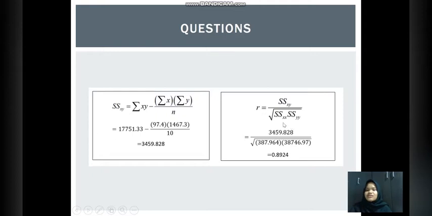Hence, for r, I use this formula, which is the sample sum of xy divided by the square root of the sample sum of xx times the sample sum of yy. So I got the correlation coefficient is 0.8924.